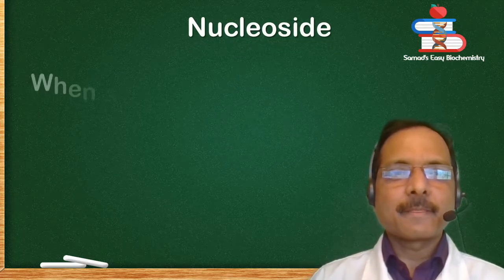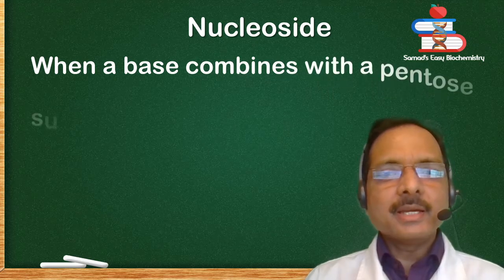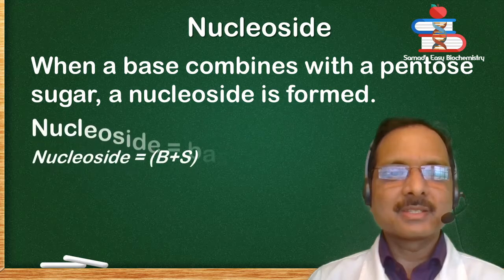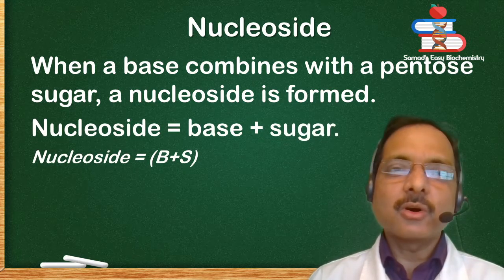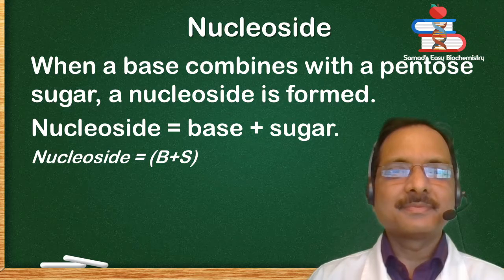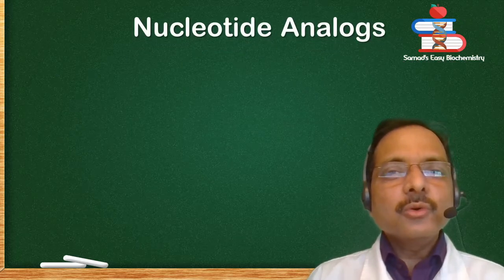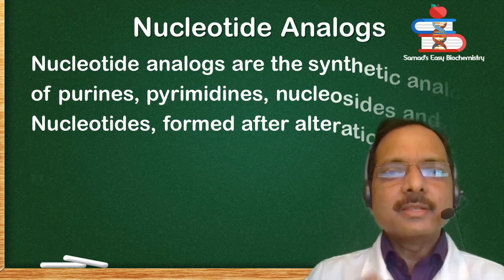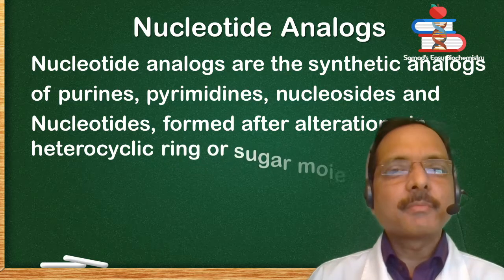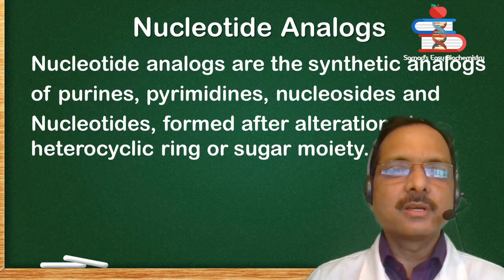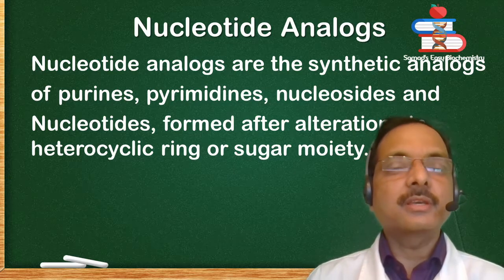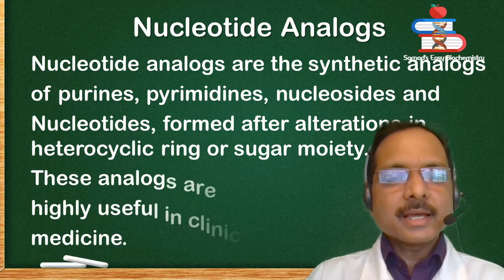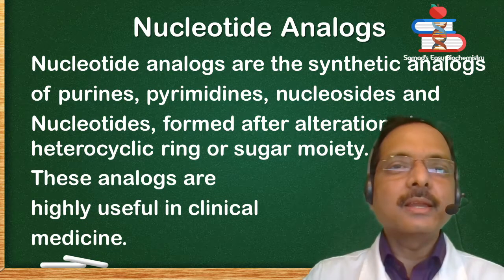Nucleoside. When a base combines with a pentose sugar, a nucleoside is formed. Simply, nucleosides are base plus sugar or B plus S. Nucleotide analogs. Nucleotide analogs are the synthetic analogs of purines, pyrimidines, nucleosides and nucleotides formed after alterations in heterocyclic ring or sugar moiety. These analogs are highly useful in clinical medicine.